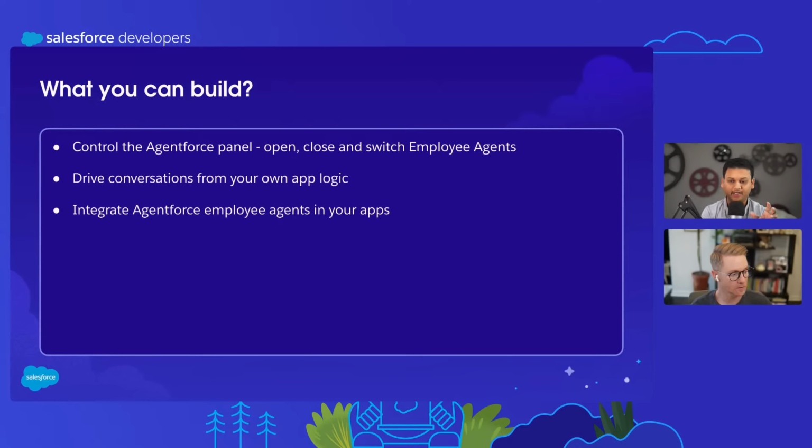But if you're building employee agents, we always had this feedback that as a developer, you want to control certain behaviors, like opening the panel, closing it, or switching between different agents, and also drive the logic from your own components, your own Lightning components. You can do all of it through the toolkit here. And you also want to integrate these employee agents in your applications, maybe outside Salesforce. And the Agentforce Conversation Client allows you to do that.